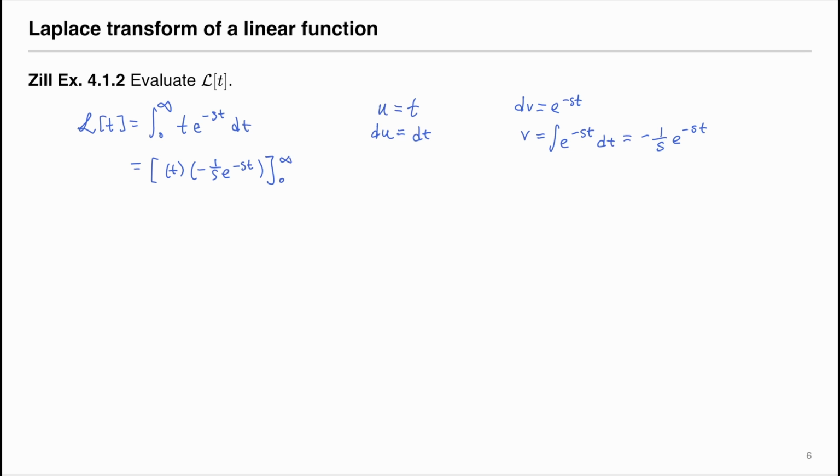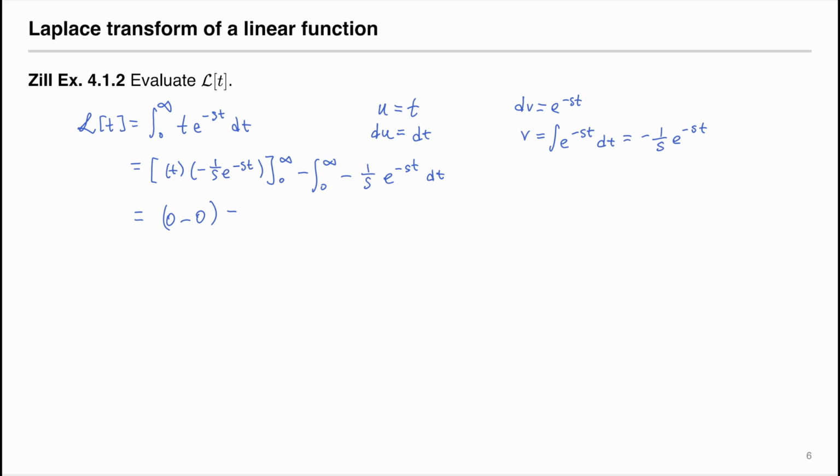Evaluate it from 0 to infinity, minus the integral of v, which is negative 1 over s e to the negative s t, du, which is dt, and then evaluate that. We first plug in infinity, but note that we have t and e to the negative s t. The exponential decay decays faster than a linear function, so the first term goes to 0. The second term, if we plug in 0 for t, is also 0.